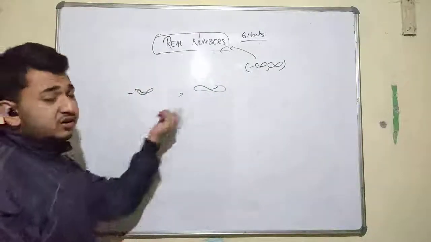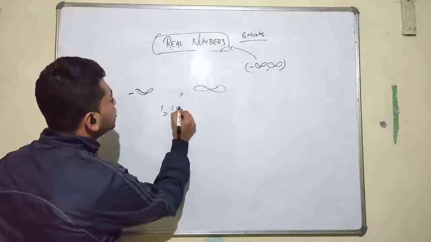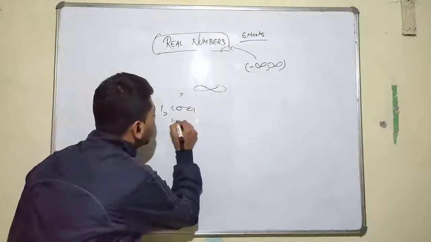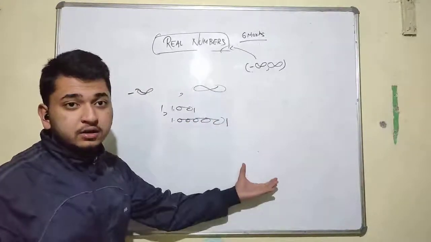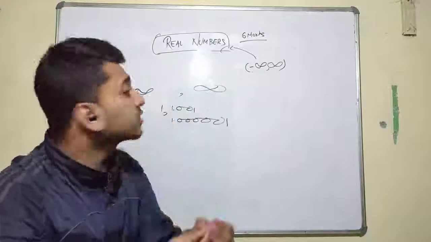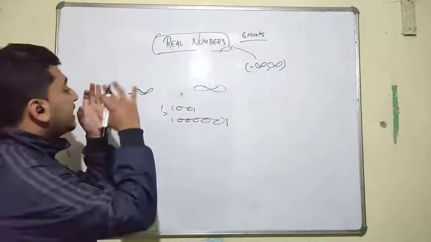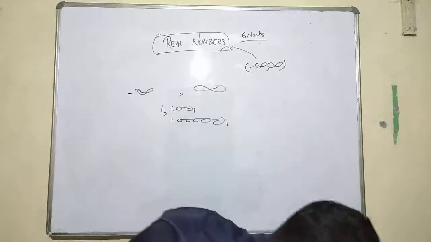Okay, so under this, 1 will also come. 1.00001 will also come here. 1.0000001 will also come here. So the smallest to the smallest number comes under real numbers. So this is the actual definition of real numbers. Okay. Now we'll move on.